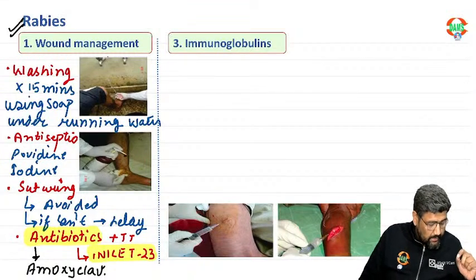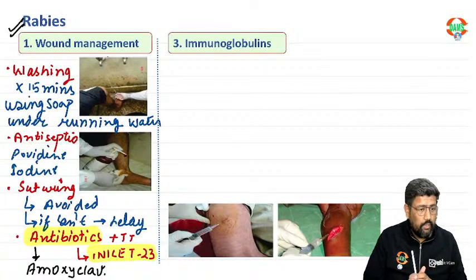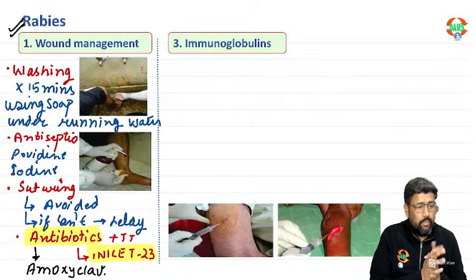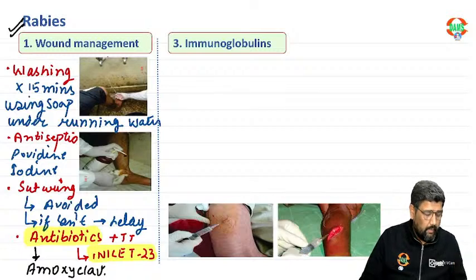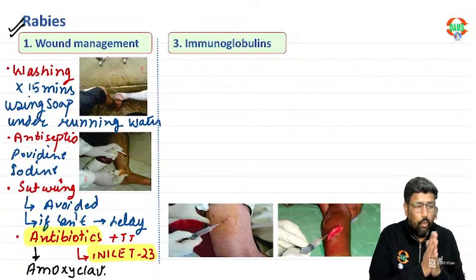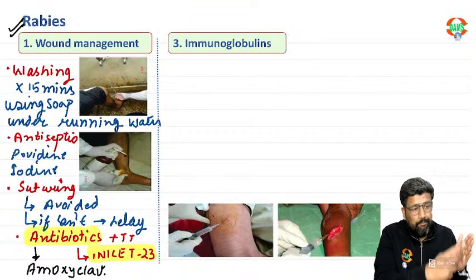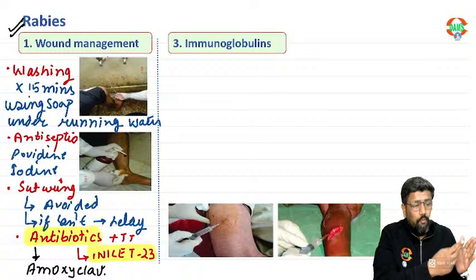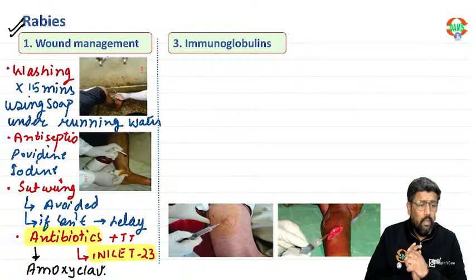So one student is asking, sir, what's the reason for not suturing? And the reason is, see guys, suppose there is a limb with a dog bite. Around the wound, there is the saliva. We are asking to wash it under running water to remove it.